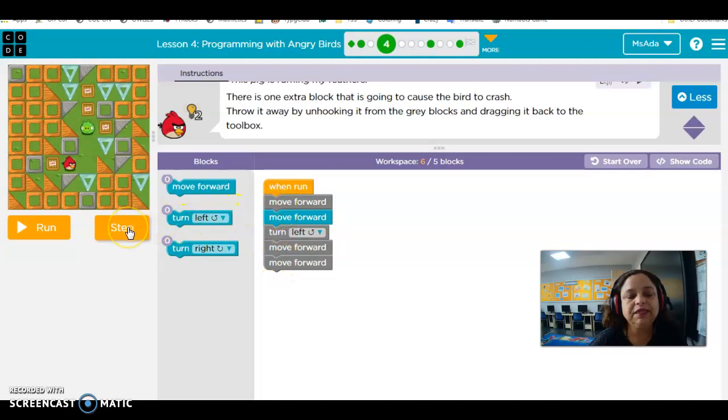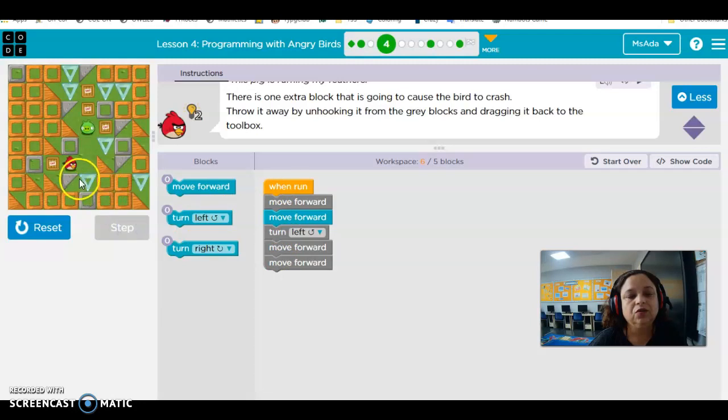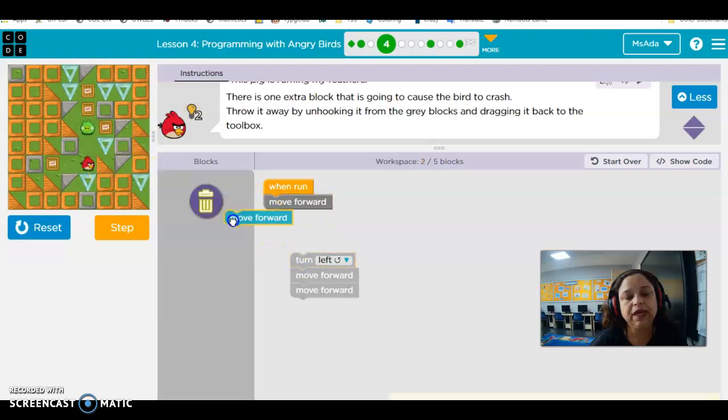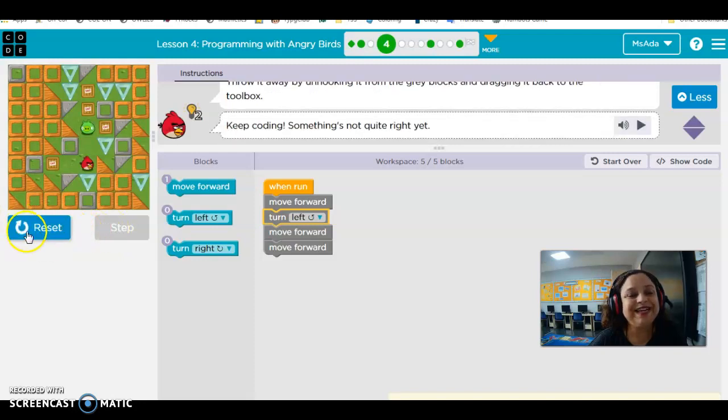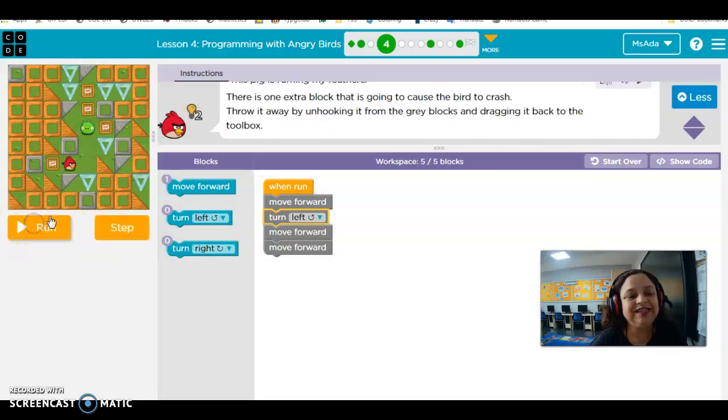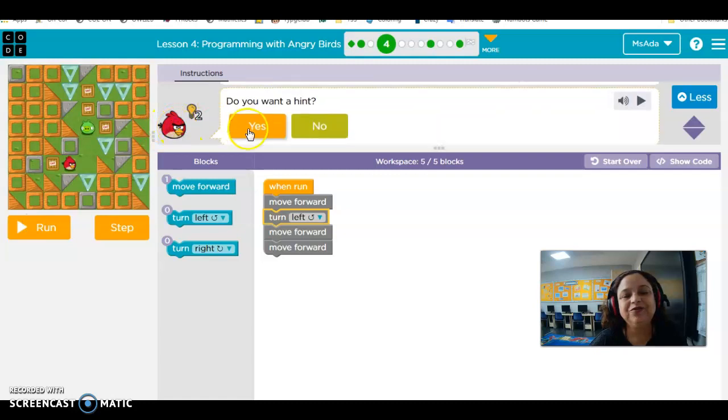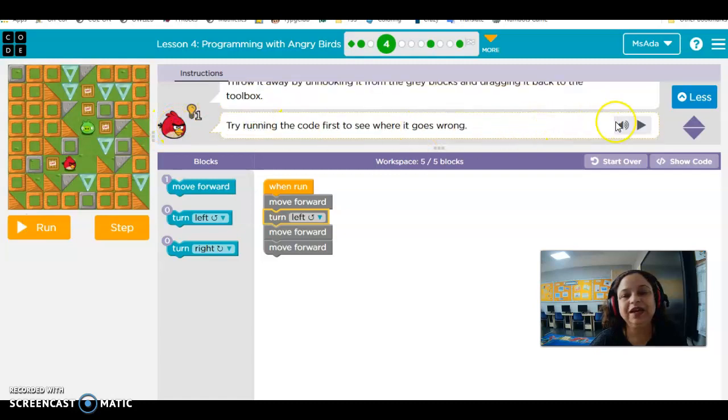So let's go step by step and see. Forward. Look, if it goes forward again, it's going to bump its head here on the wall. We don't want it to bump its head, so we're going to put it in the bin. Whoops, I need to reset. And again, if you want the hint, you can click here.